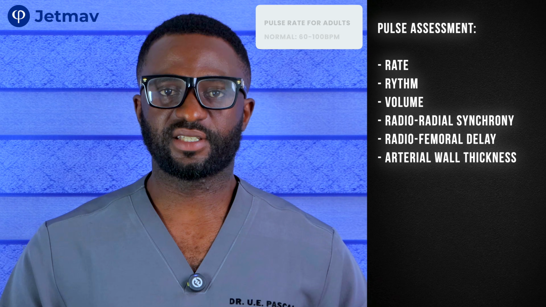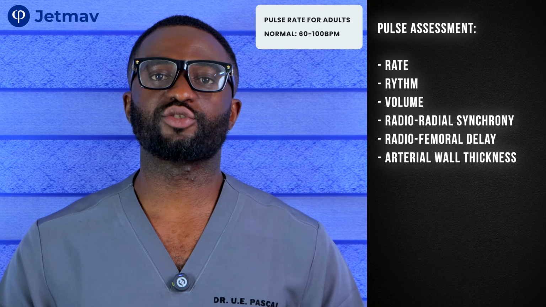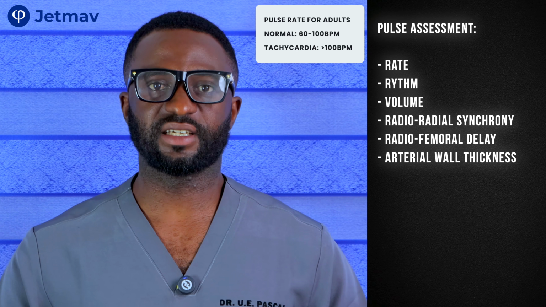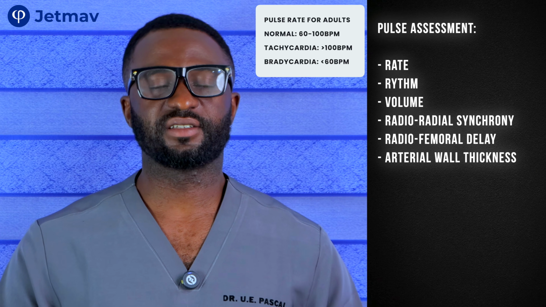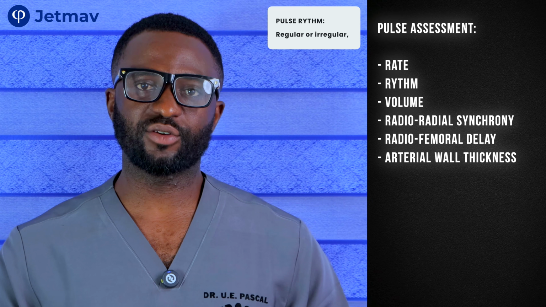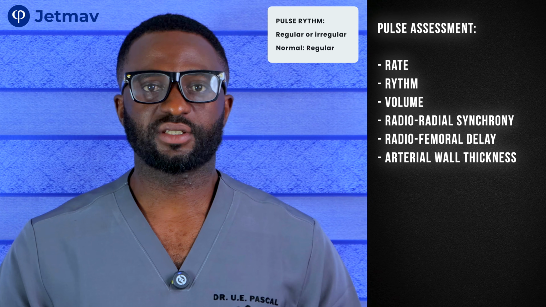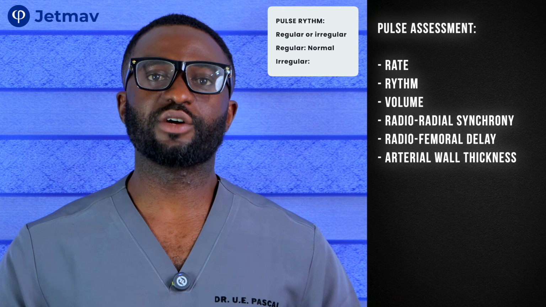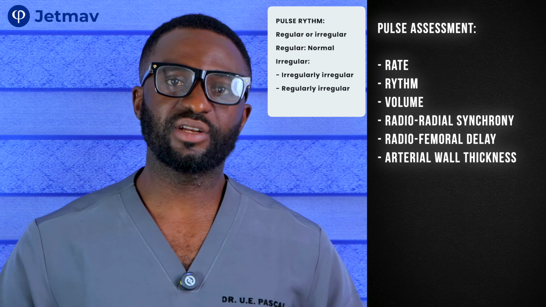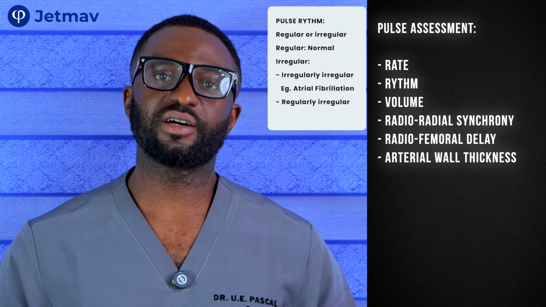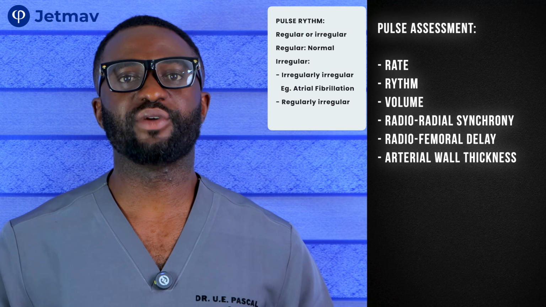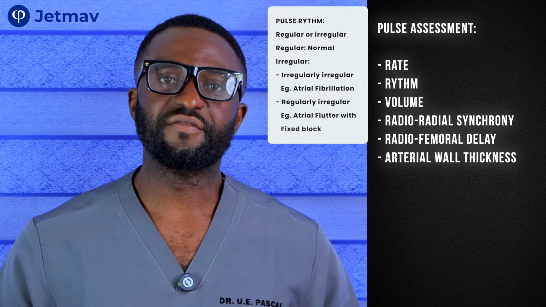So the normal rate for adults is between 60 to 100 beats per minute. If you have more than 100, that's called tachycardia. Anything below 60 is bradycardia. Apart from the rate, you also look at the rhythm. Is it regular or irregular? Most normal pulses will be regular. But if it is irregular, then we classify it into regularly irregular and irregularly irregular. For irregularly irregular, we have atrial fibrillation, which is the commonest. For regularly irregular, we have atrial flutter with a fixed block.